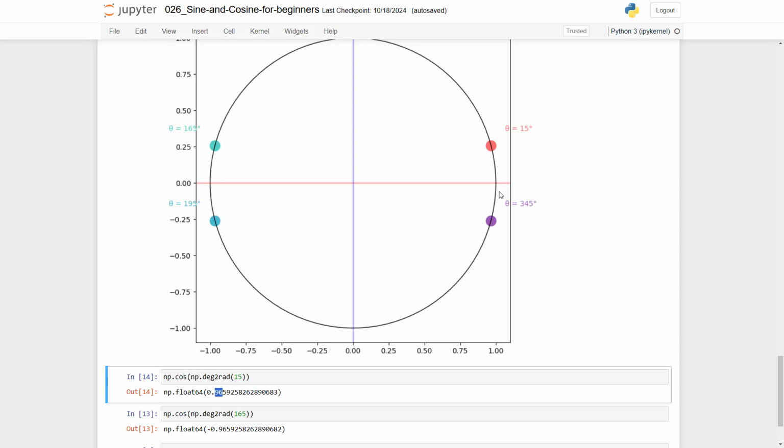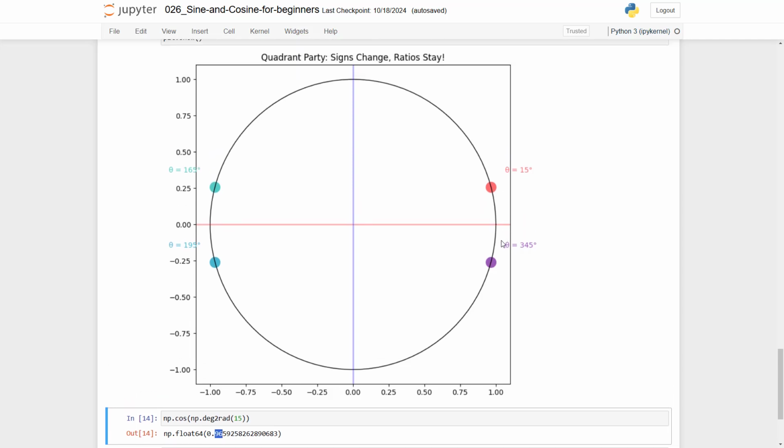And after a full rotation, you can see here that it doesn't matter whether we have a cosine of 0 or of 360, it is pretty much the same. So this is called periodicity.